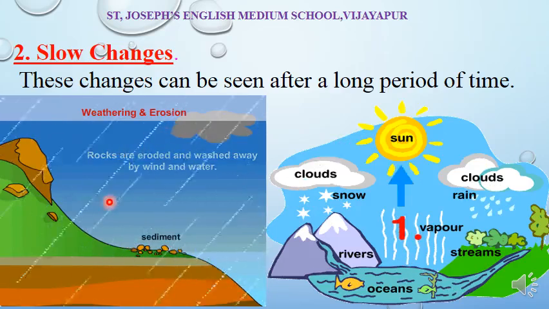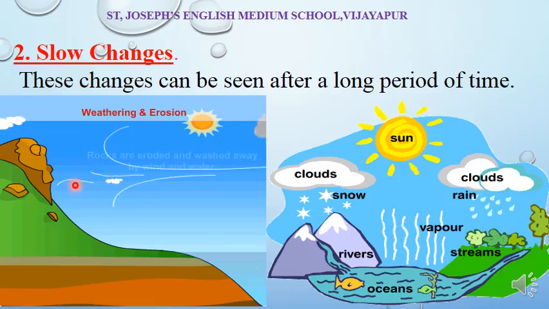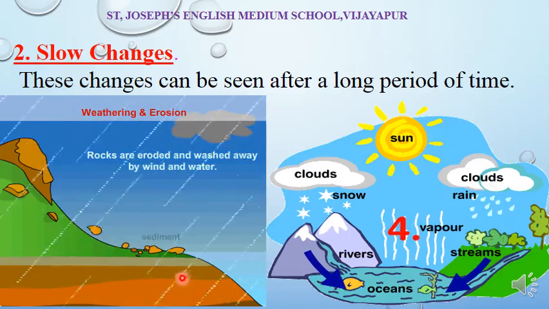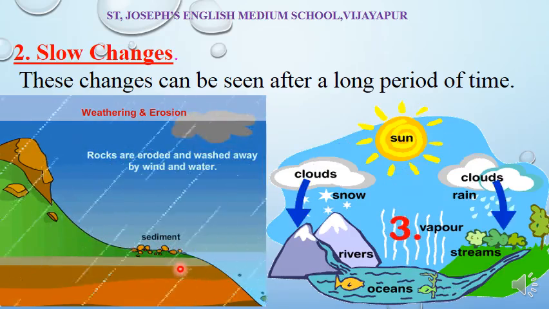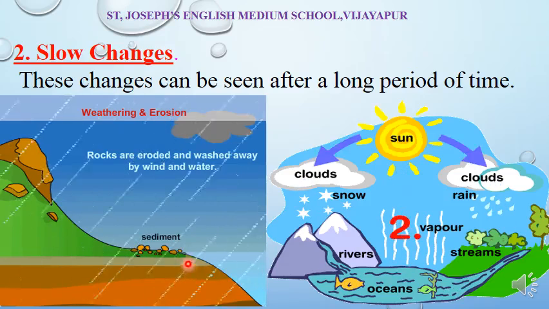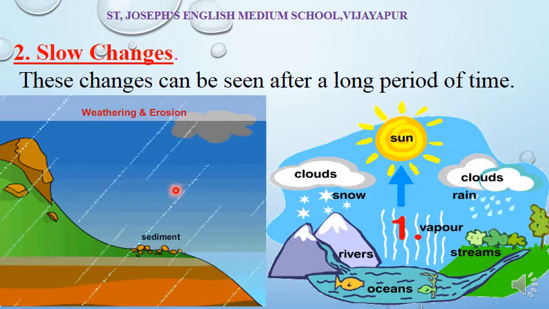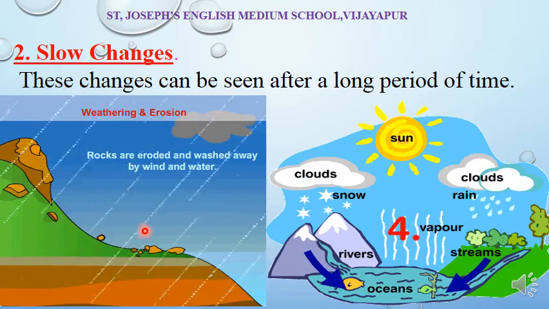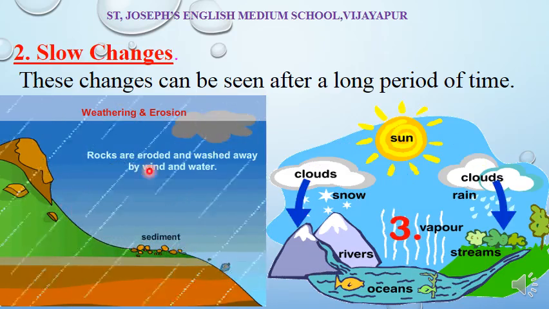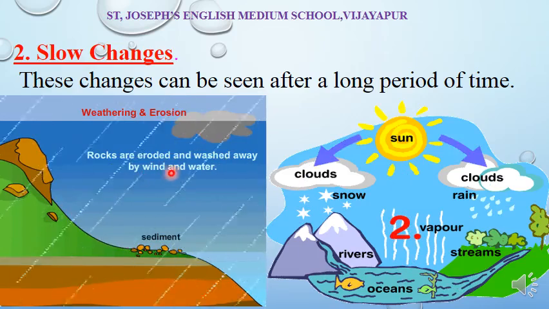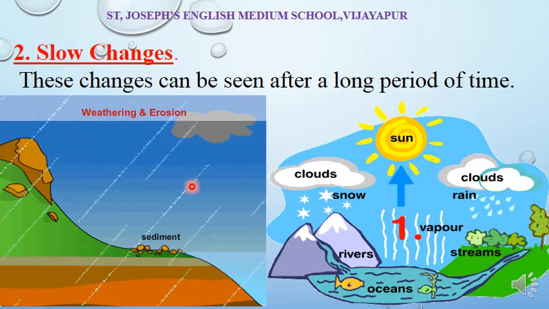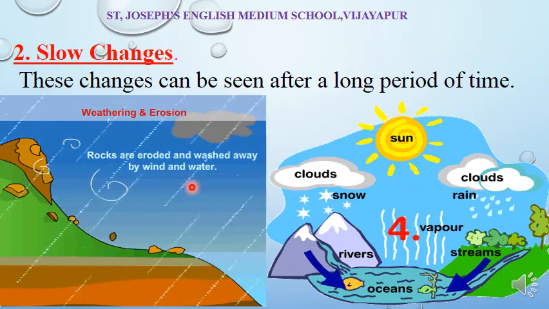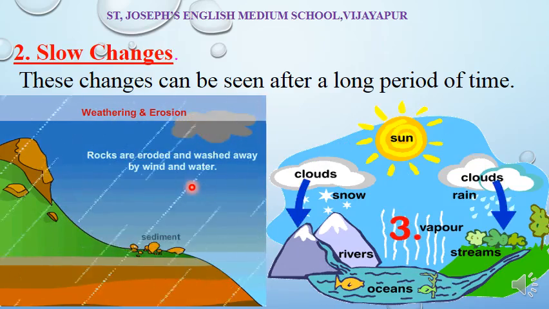Weathering and erosion of rock. Weathering of rock means the mountain breaks down into mud. It breaks down and becomes a powder. That powder is called mud. So, the action of rain and wind and sun, all these have effects on the mountain. Rocks are eroded and washed away by wind and water. This process of weathering of rocks takes millions of years. Not 5 years or 10 years, it takes a long period.